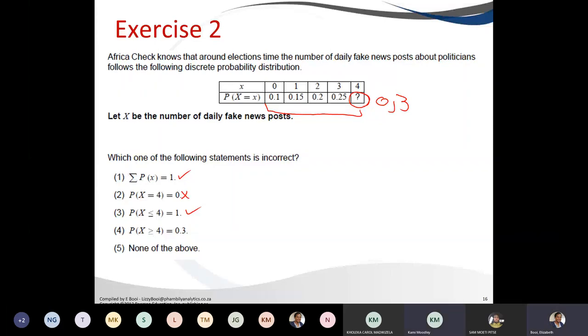Then I said for number four, it's less than or equal to four, so I added 0, 1, 2, and 3. No, because it says greater than or equals to 4. Because there is nothing after 4, it's only going to be the same as the probability of x equals 4, which is equal to 0.3. And we can just disregard that one statement.